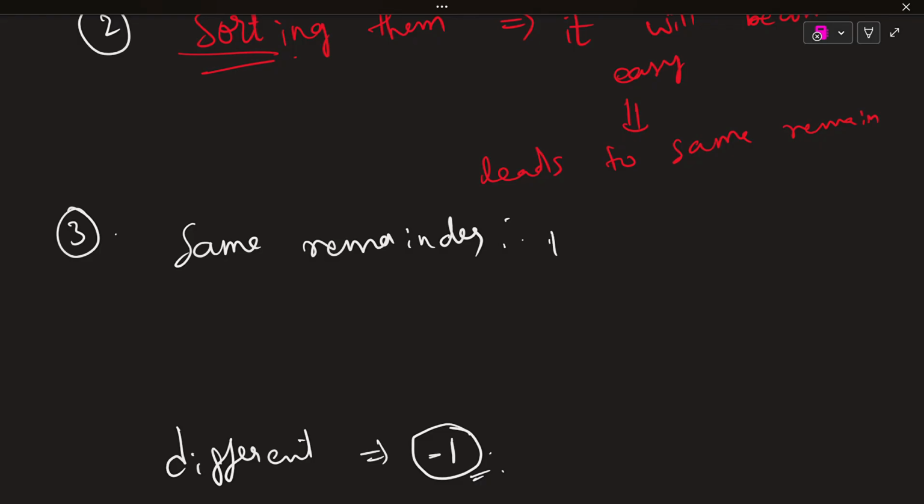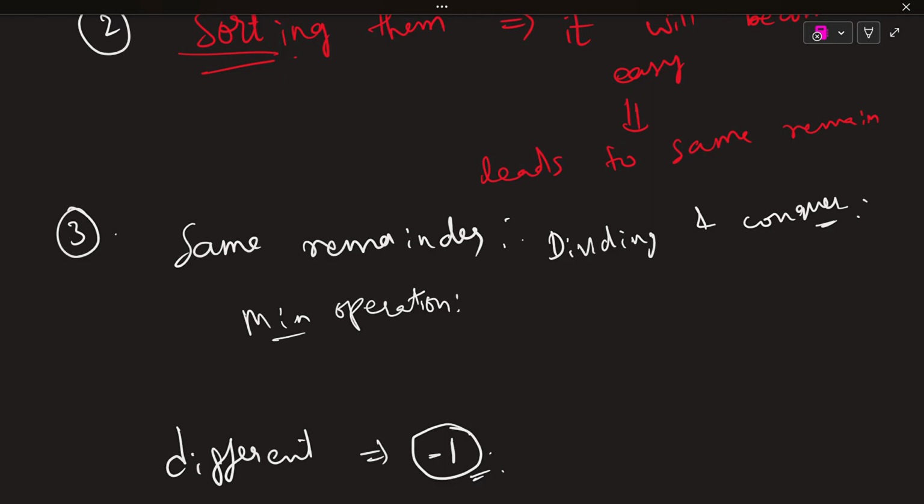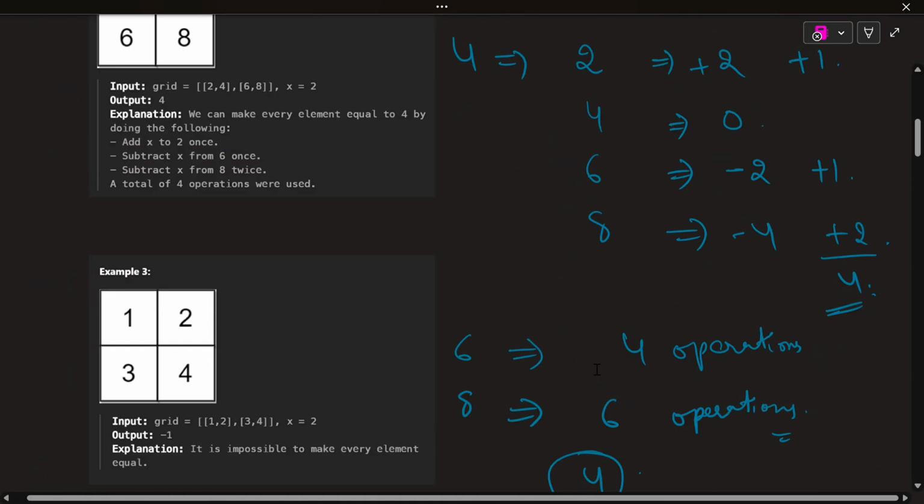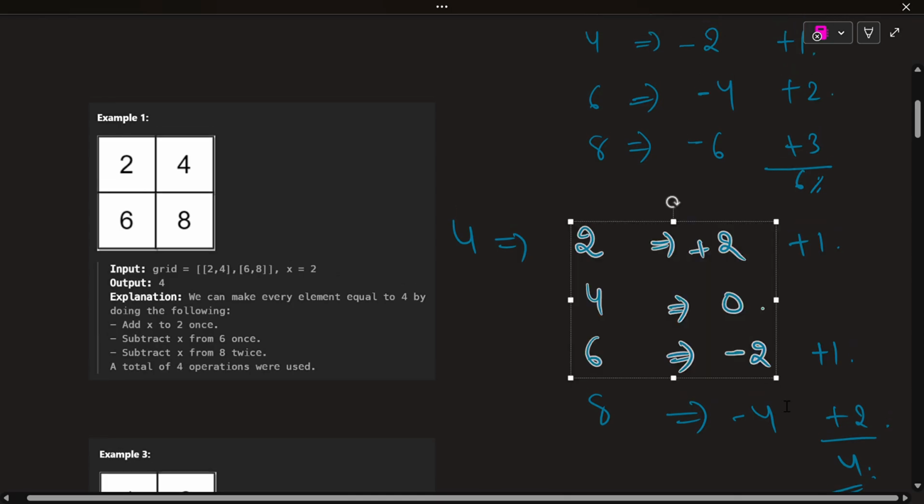We use the divide and conquer rule. It is not completely divide and conquer. We just want to find out the minimum operation.